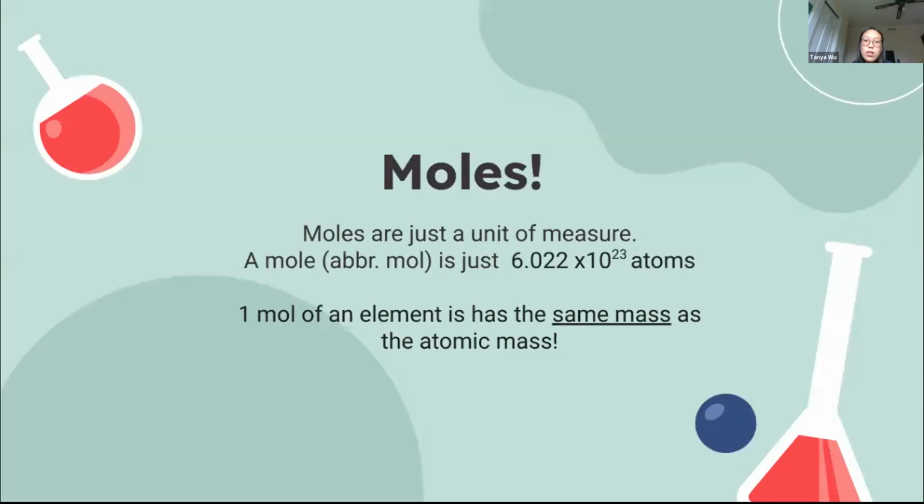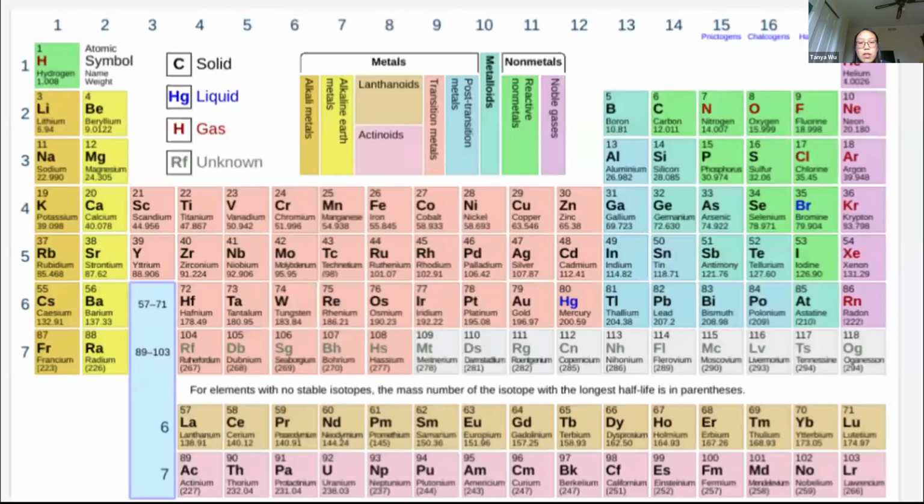So moles, which will feature a lot in chemistry, especially as you do calculations and get into the laboratory stuff, moles are just a unit of measure. So 1 mole is approximately 6.022 times 10 to the 23rd atoms or molecules or whatever you have. So 1 mole of an element weighs its atomic mass, which is really important because it can help you determine how much something weighs.